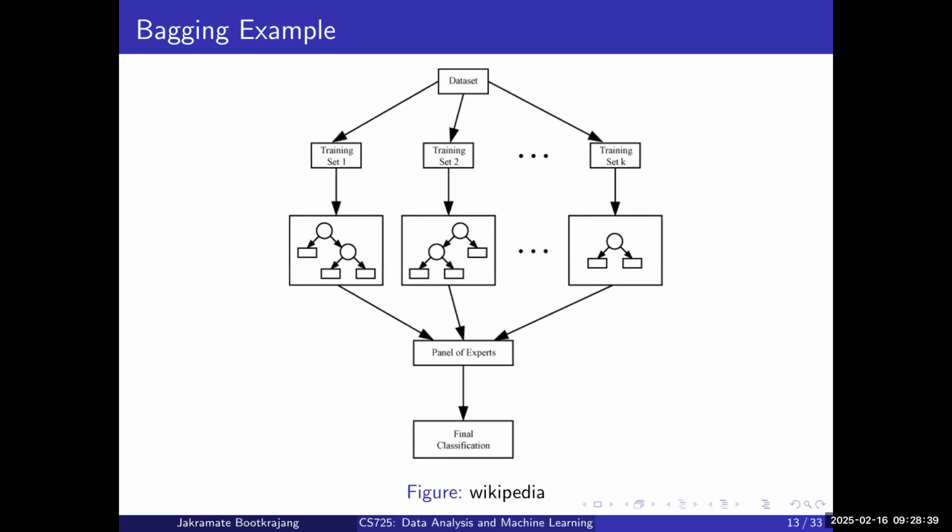So this is the diagram. You start from the data set, and then you create smaller training sets, and these training sets can share examples. Then you have multiple decision trees, and then you have a way to combine the decisions, and then you have the final result. So that is the overview of bagging.